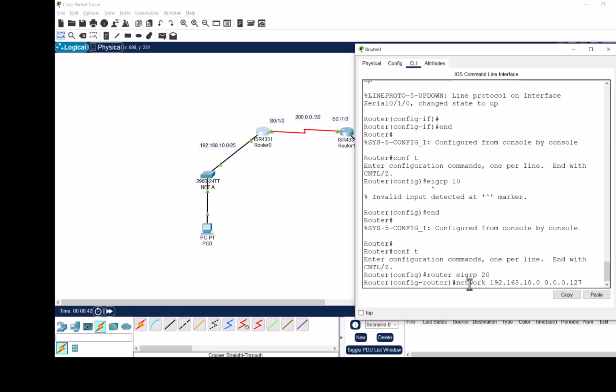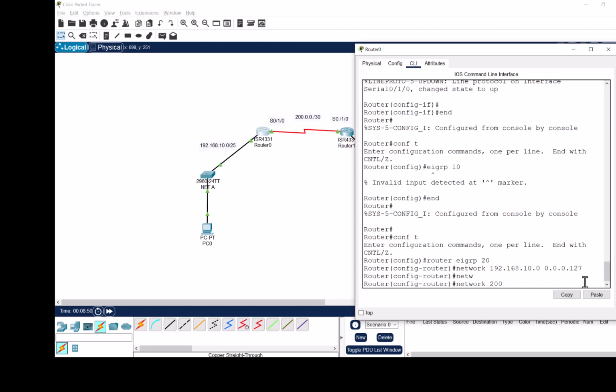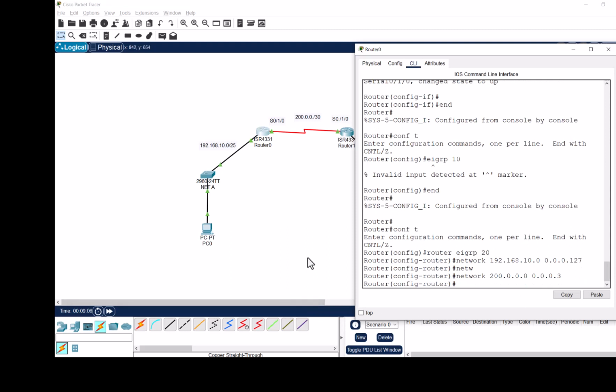So now network 192.168.10.0 will be added. Also, I need to add the WAN network 200.0.0.0. What's the subnet mask of the WAN? 255.255.255.252. So it's going to be 0.0.0.3. I'm done, by the way, with router 0.